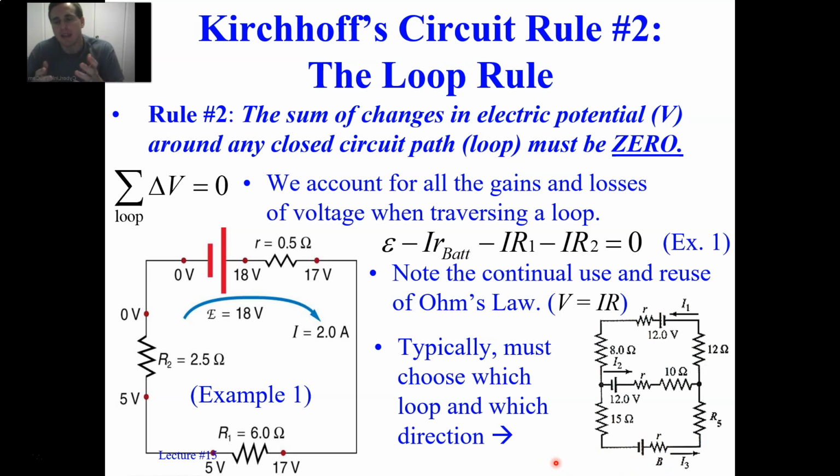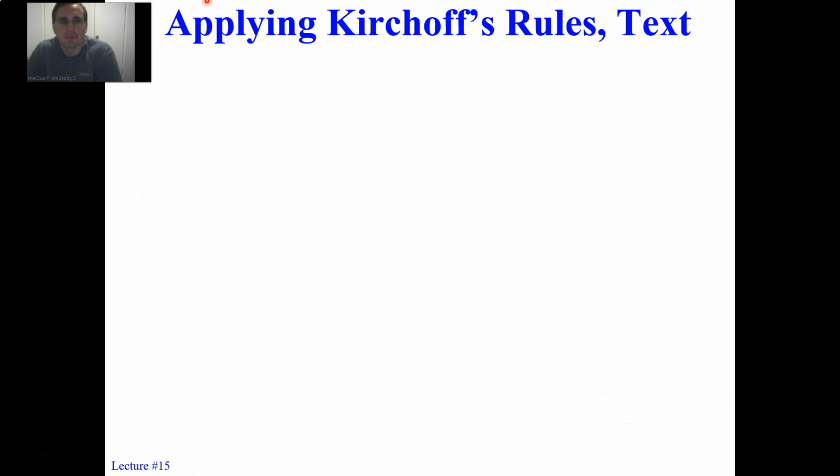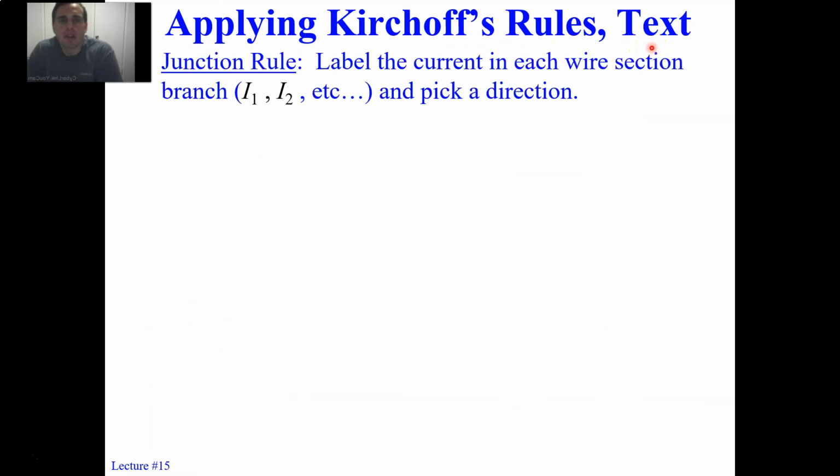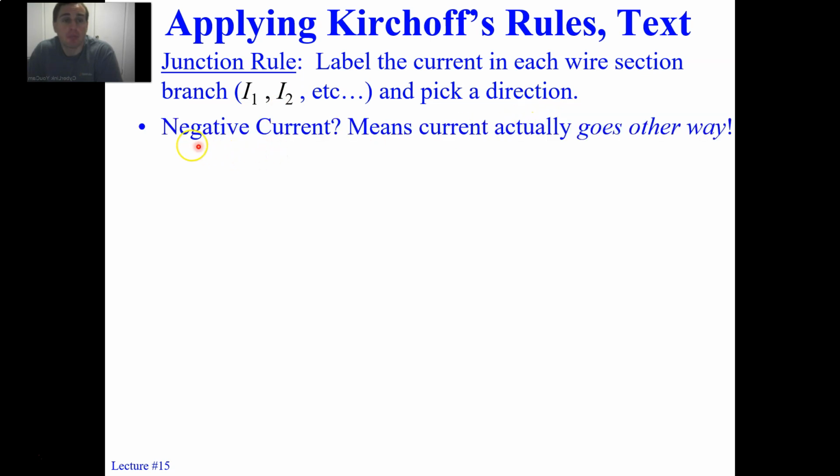So in that case, you should just choose and label those electric currents in terms of their size, or in terms of their direction, and then calculate from there. Now, when we apply Kirchhoff's rules, here's what we're going to do. We first use the junction rule, and I suggest label the current in each wire section or branch, I1, I2, etc., and pick a direction.